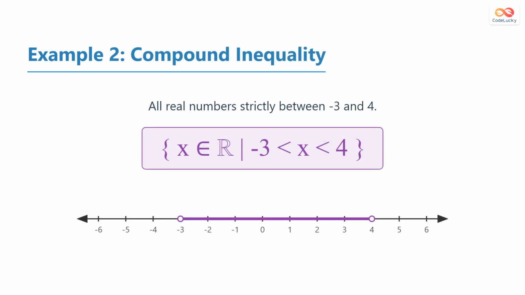We can also describe numbers between two values. Here, we want numbers strictly between -3 and 4. We write the set of all x in the real numbers such that -3 is less than x and x is less than 4. Notice the open circles on the number line, meaning the endpoints are not included.